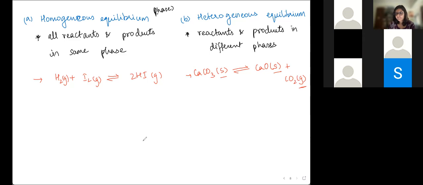Phase means state. Phase or state, yeah. Change of phase, like phase change. So the reason why we use phase is that in thermodynamics you learned state functions like pressure, temperature and enthalpy. So that is why we use the word phase, to clearly identify solid, liquid, gas like that. That's it.